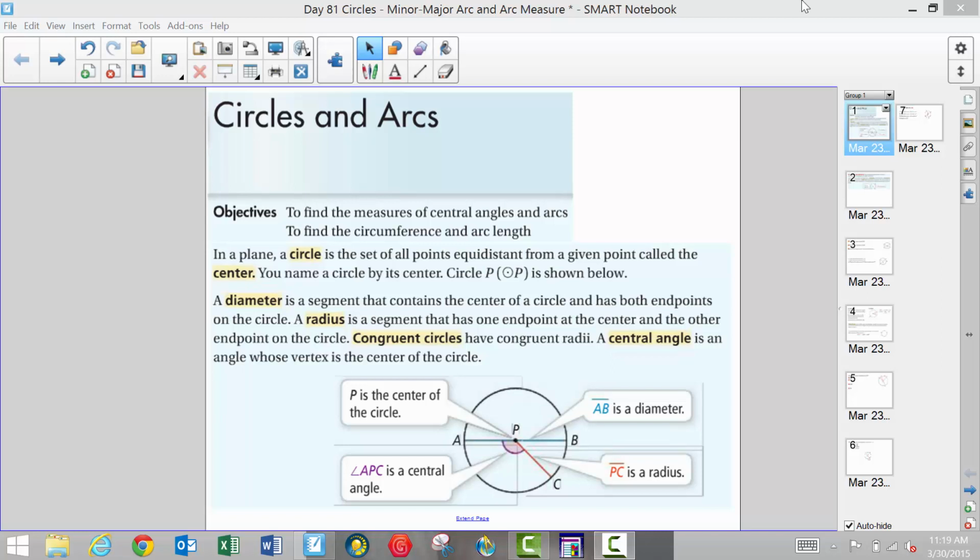Today's lesson will be on circles and arcs. Our objective is to find the measures of central angles and arcs. The next video will be circumference and arc length.